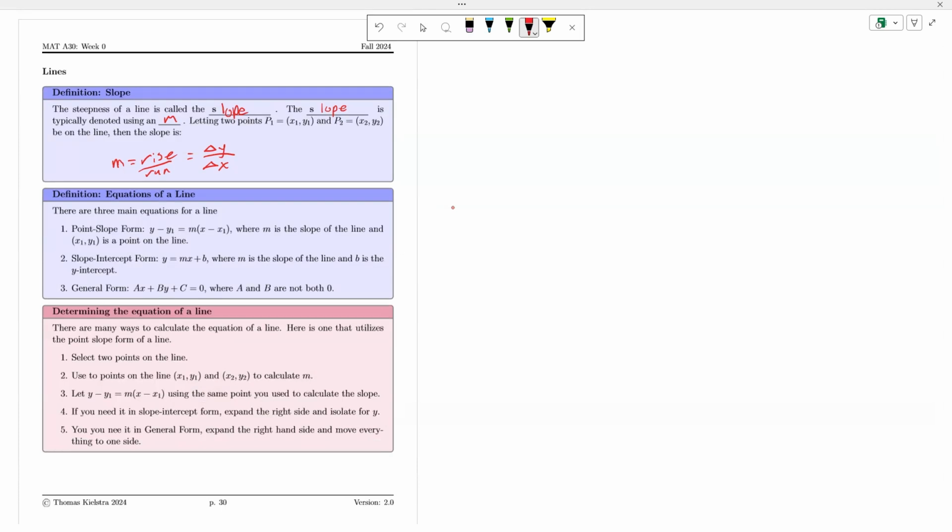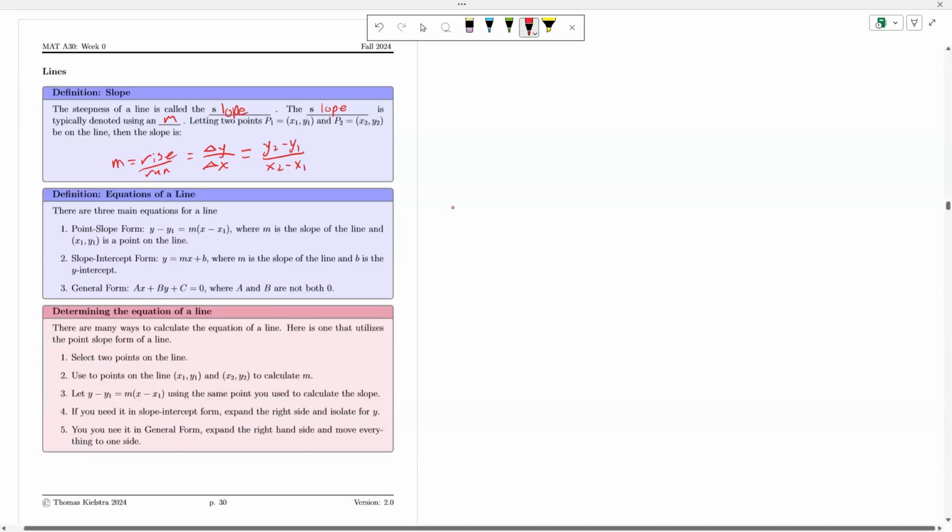And if we take 2 points on the line, we can calculate the slope by taking y2 minus y1 divided by x2 minus x1.